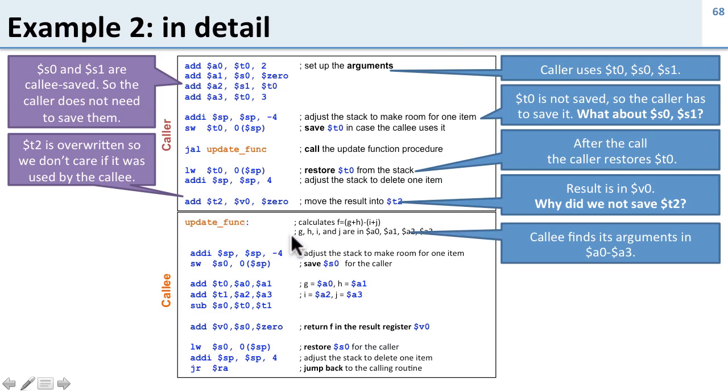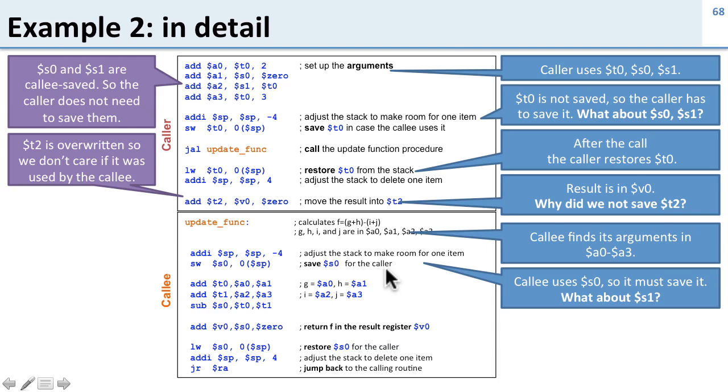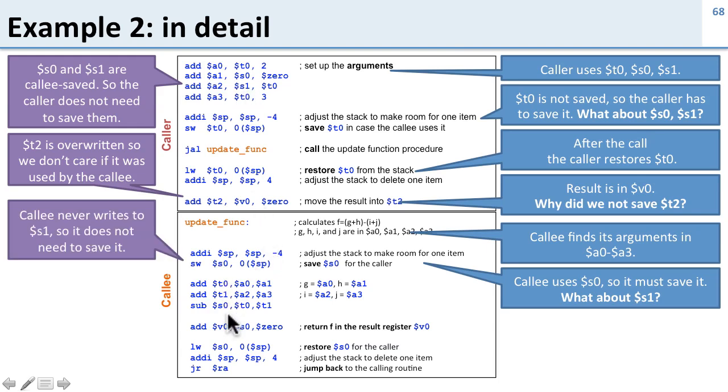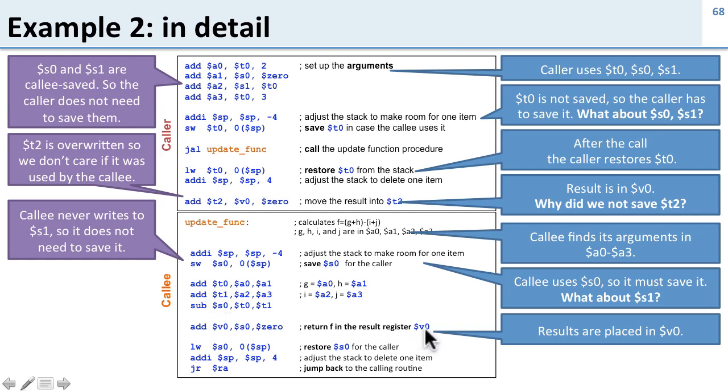So now the callee, when it runs, finds its arguments in A0 through A3. It uses S0, so it needs to save it. And what about S1? Well, the caller does use S1 up here, but the callee never writes to S1, so we don't need to save it. The results are placed in V0, the value return register, and then the callee needs to restore S0 that it saved beforehand.